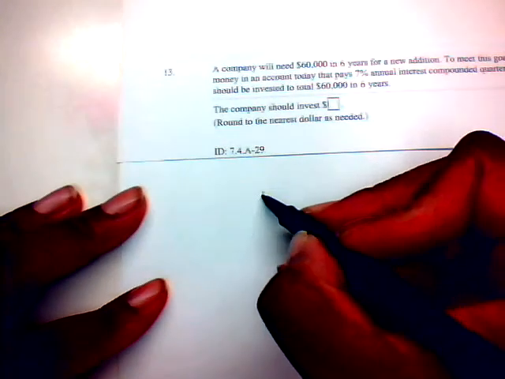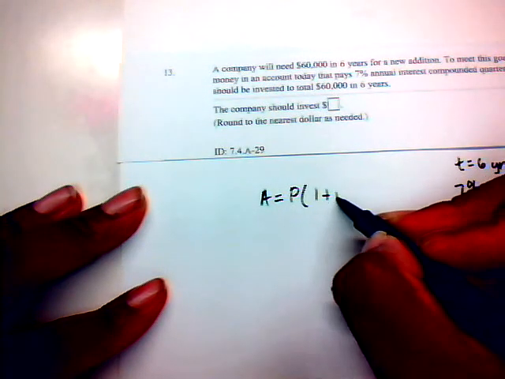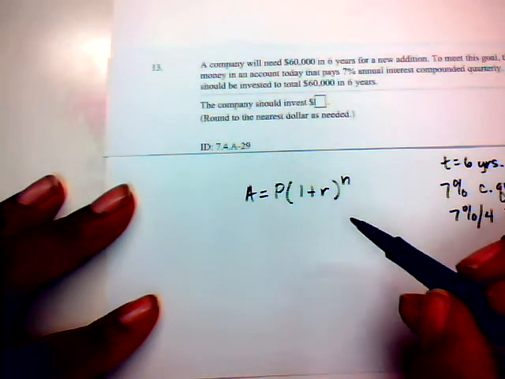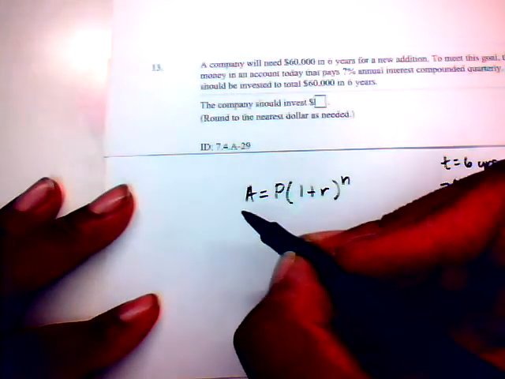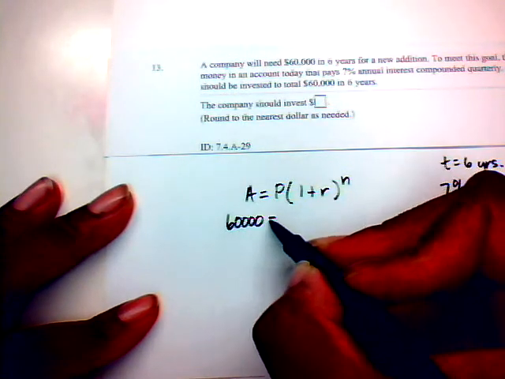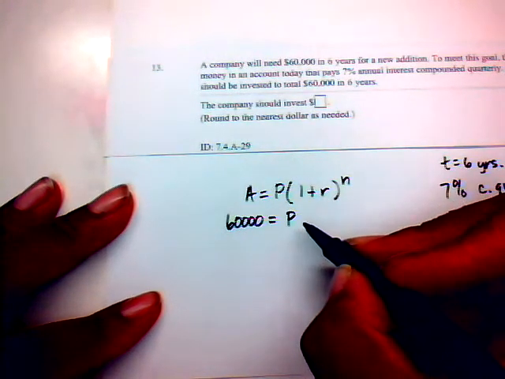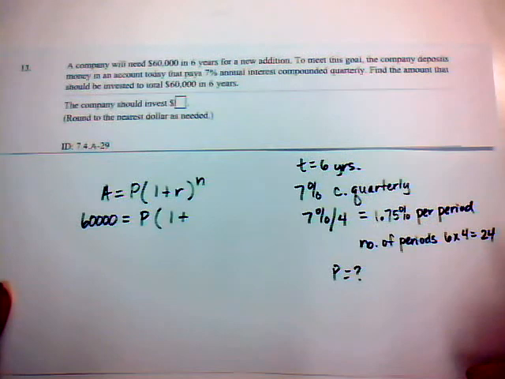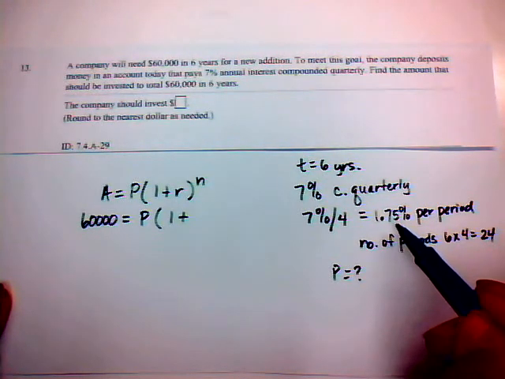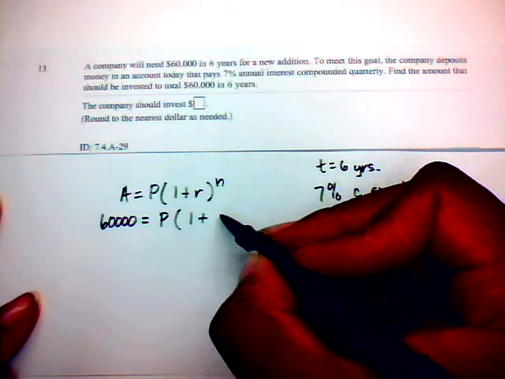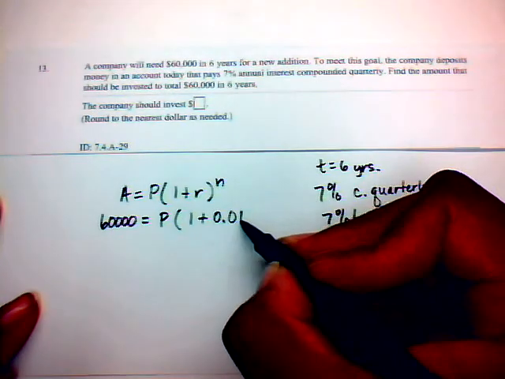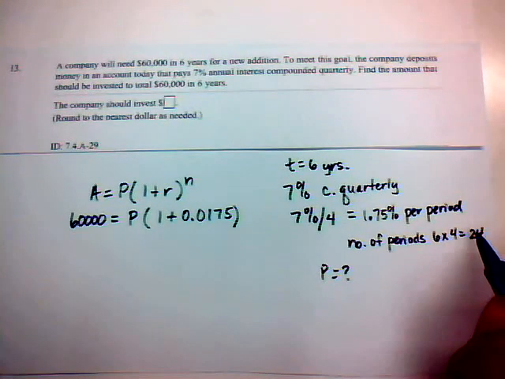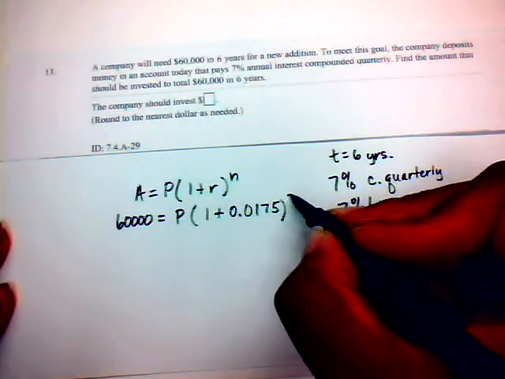Now we can use the formula A is equal to P times 1 plus R raised to the N. So the principal is what we're trying to find. Okay, they're trying to reach a total of $60,000. That's the amount. P is what we're trying to find, the amount that they should invest. And then 1 plus R. Now, the interest rate per period is 1.75%, as a decimal 0.0175. And the N is the number of periods, which is 24, because if it's compounded quarterly for 6 years, 6 times 4 will give us 24.